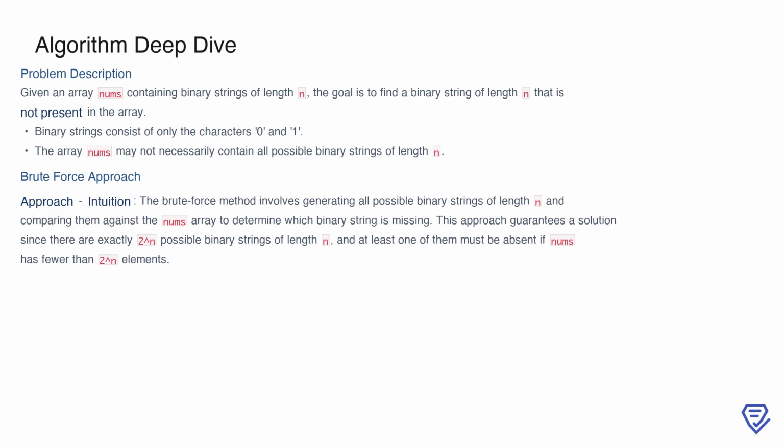The brute force approach to solve this problem is straightforward: generate all possible binary strings of length n and compare each one against the strings in nums. This guarantees that we will find a missing string, though the method may not be the most efficient for large values of n due to the exponential growth in the number of binary strings.